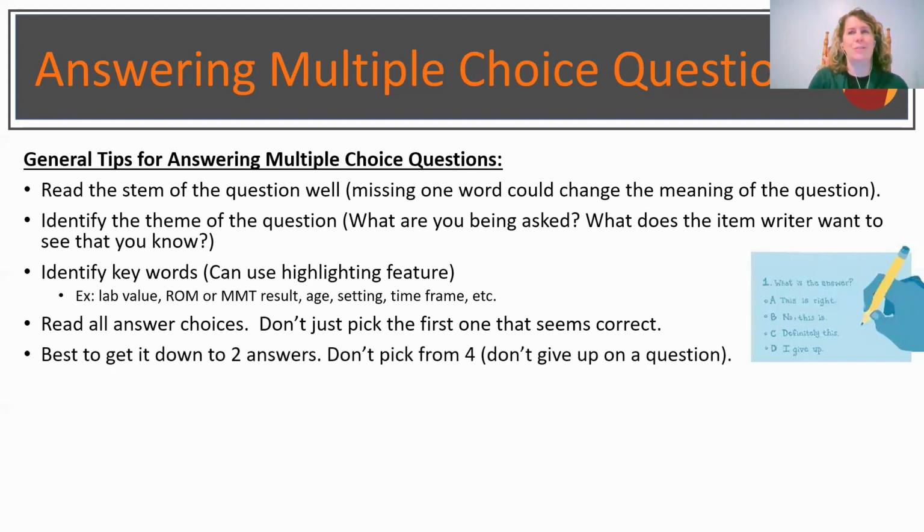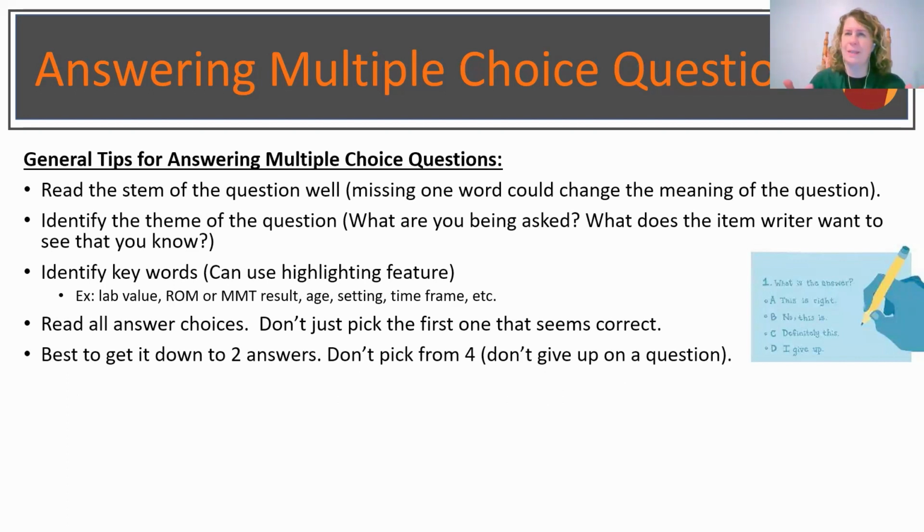Most people get it down to 2. Most people are like, I get it down to 2 and I don't pick the right one. Okay. So you're just going to have to look like, why aren't you picking the right one? What are you missing in the question? What did you not understand? But don't give up on a question. Don't be like, oh, I don't know what this is. I'm just going to pick from 4, right?